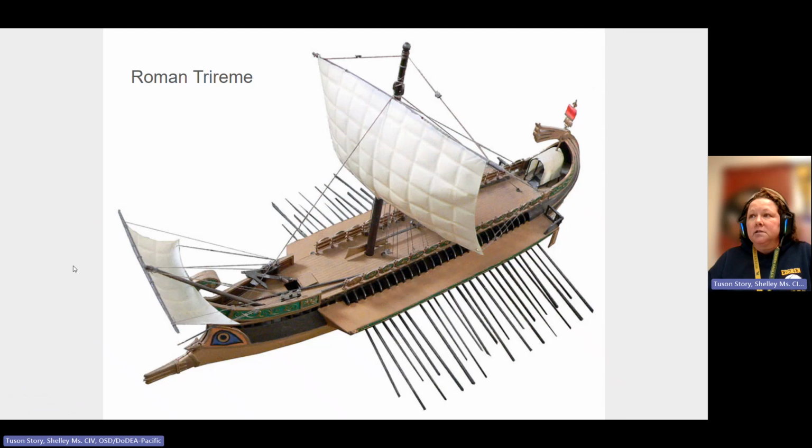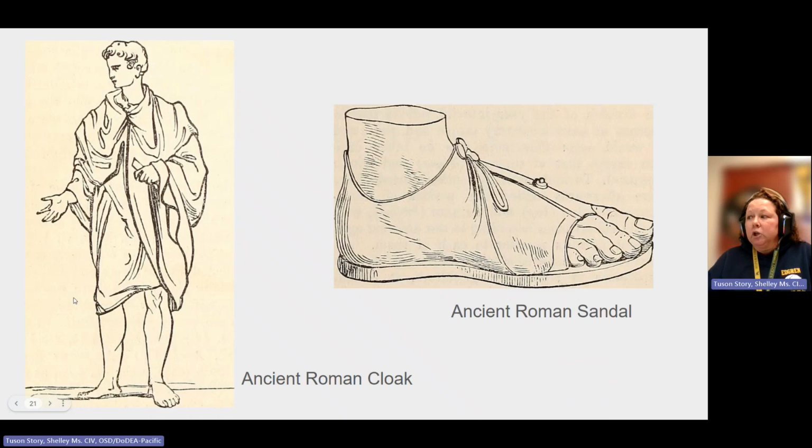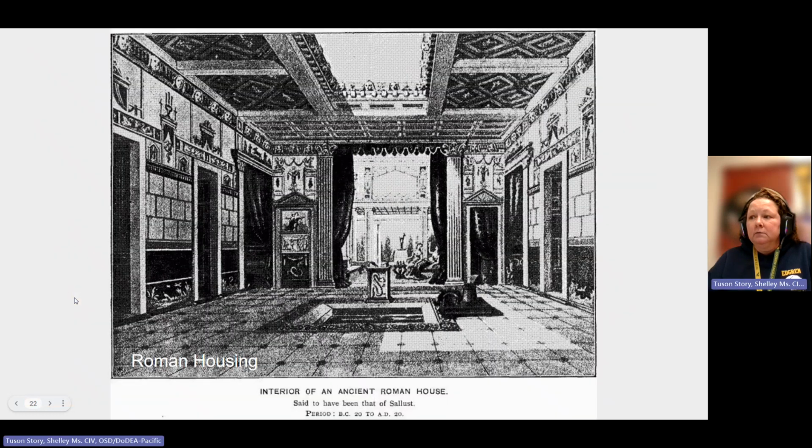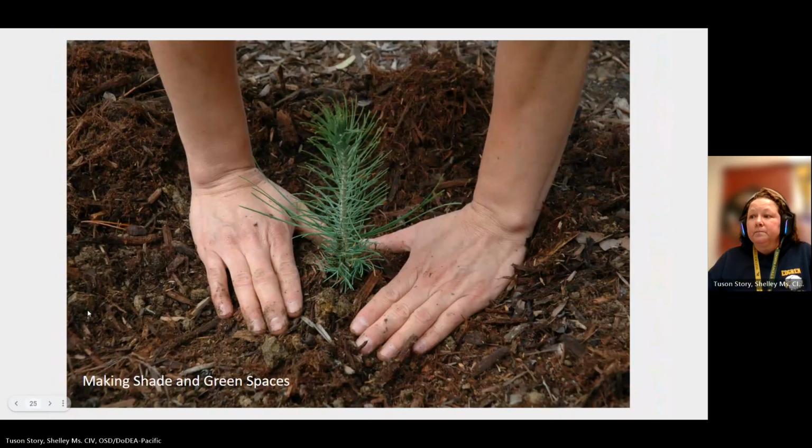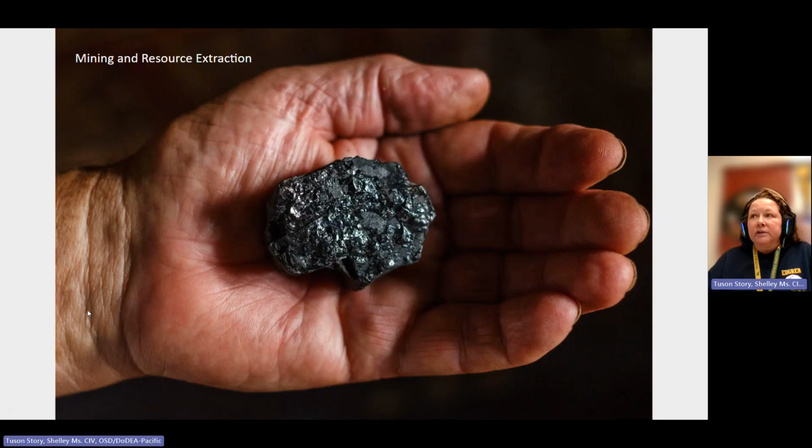So we have the aqueducts. The kids love this stuff. They love the different Roman ships. And I put some historical facts underneath each one. The Roman cloak, the Roman sandal, housing. You could talk about the difference between poor housing and people that had more money, their housing, the upper class housing. Terrace farming, Roman roads, making shade and green space, mining and resource extraction.